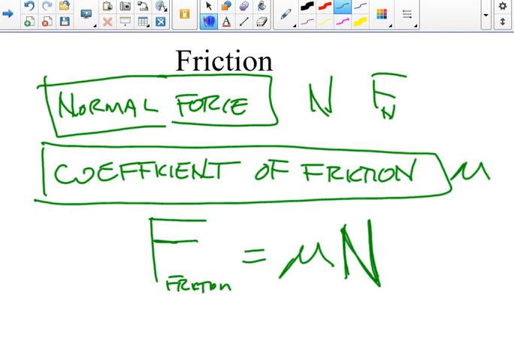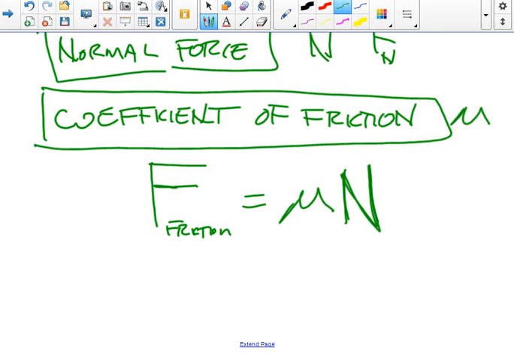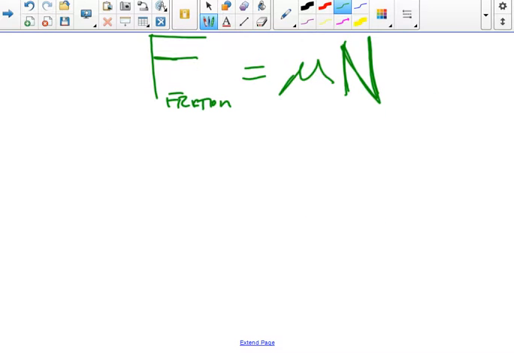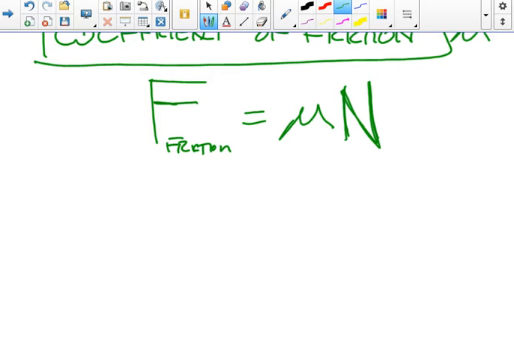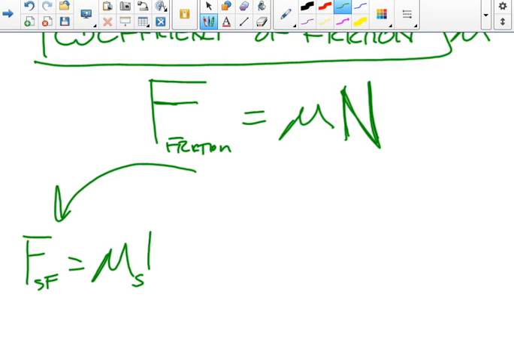The fun doesn't stop there, though, because friction comes in two varieties. You see, when an object is stationary, the atoms and molecules down at that atomic and molecular level get a chance to grip each other a little better. So the friction for stationary objects tends to be a little larger. They call that static friction. So the force of static friction is the coefficient of static friction times the normal force.